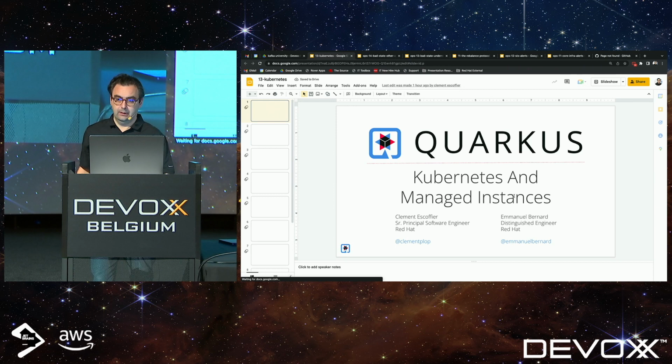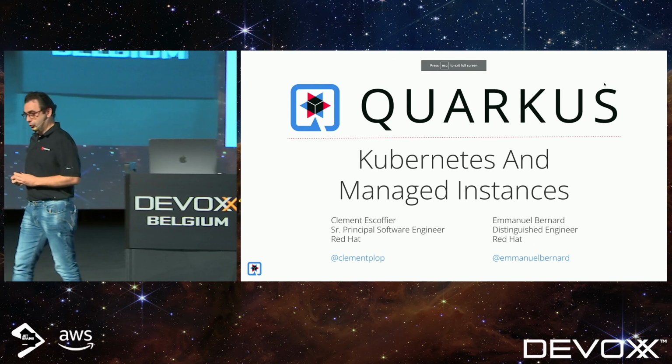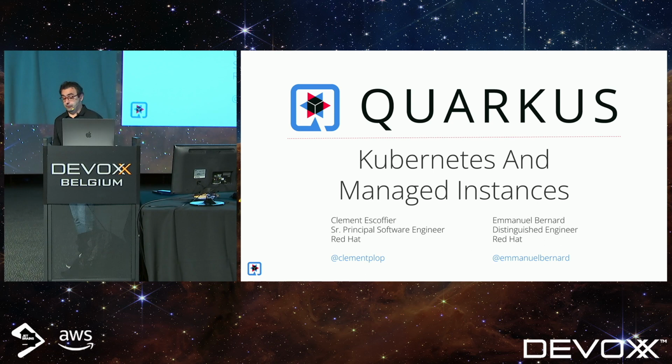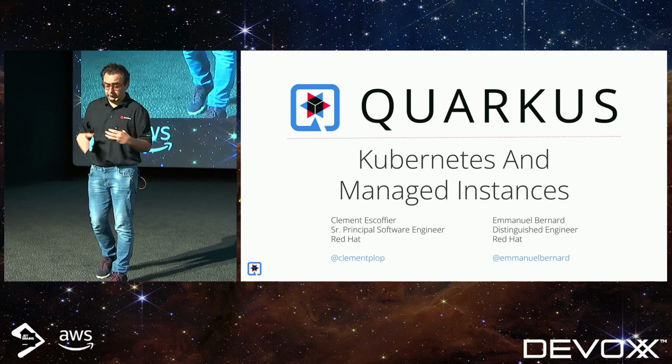Very quickly, how can I use the Kafka that Emmanuel set up? Basically, as a consumer, with a Kafka client, you need to configure the bootstrap server, which is the entry point. This is relatively easy.